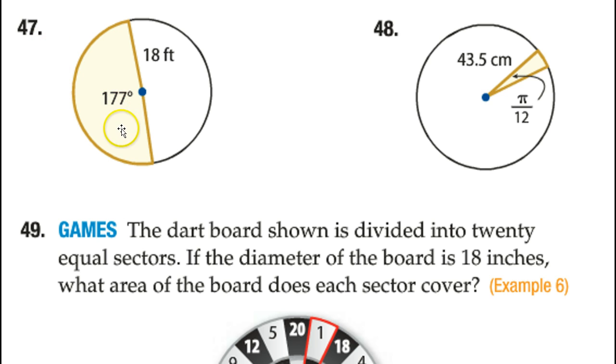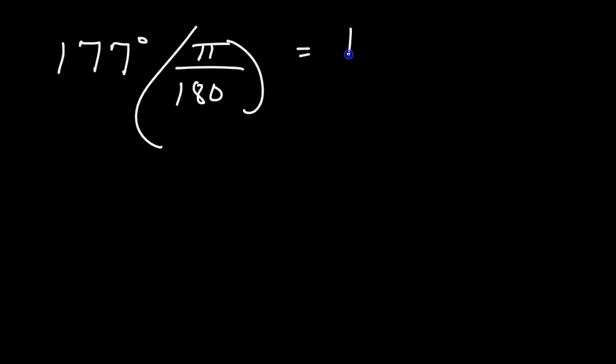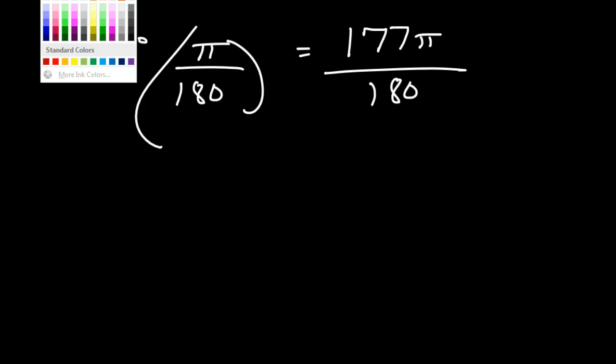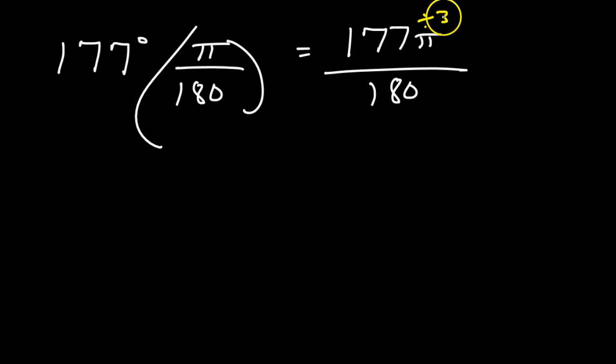Number 47, they gave us degrees again, so we need to convert 177 degrees into radians. We will convert by multiplying by pi over 180. So that's 177 pi over 180. I'm going to add up these digits. So that's 1, 4, 15. 15 is divisible by 3, so that tells me that 177 is divisible by 3. Isn't that like magic? I love doing that.